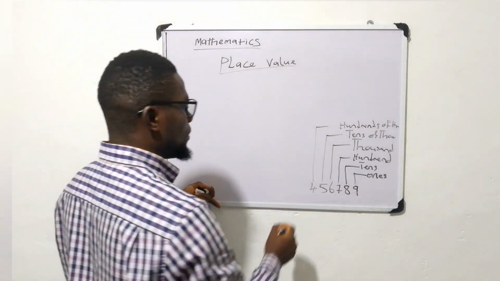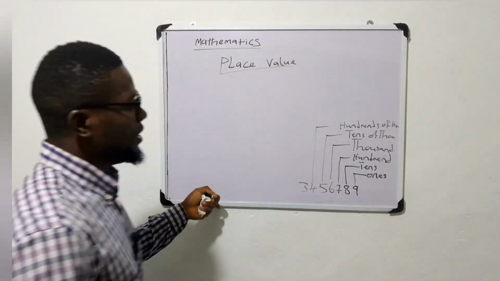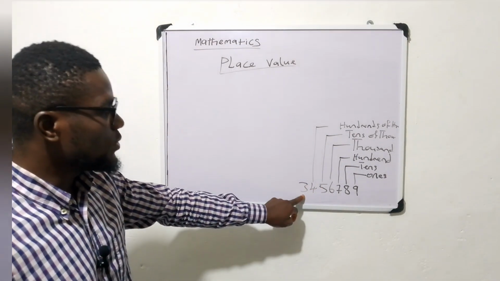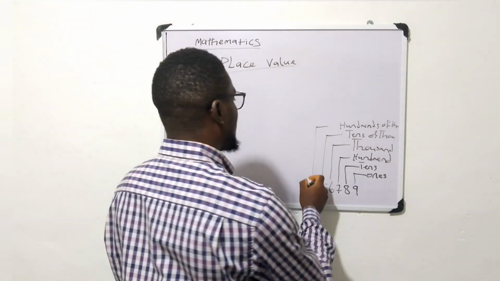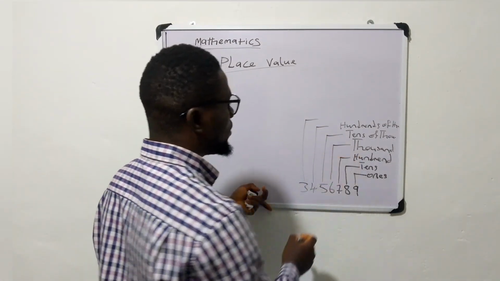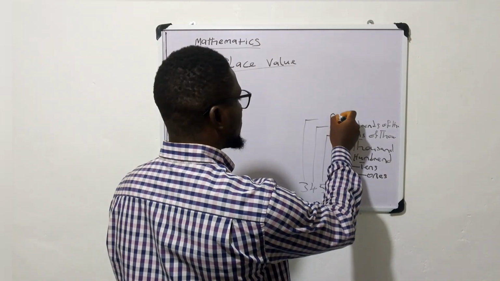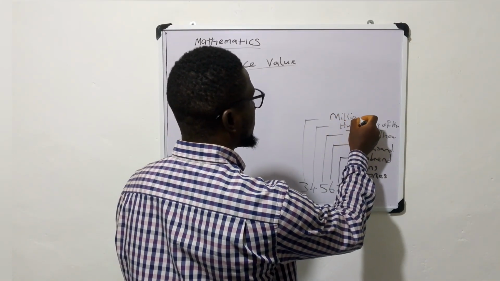Okay. We have 3. What is the position assigned to this 3 here? You can see it here. It is million.